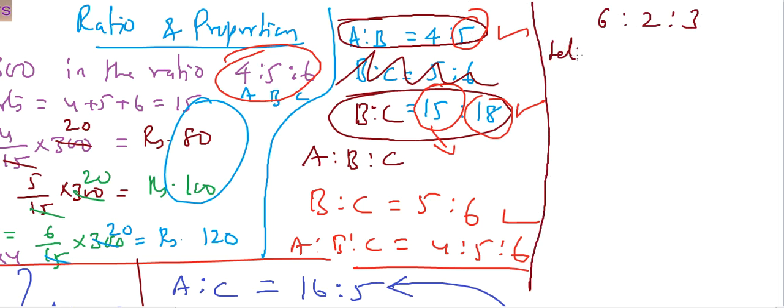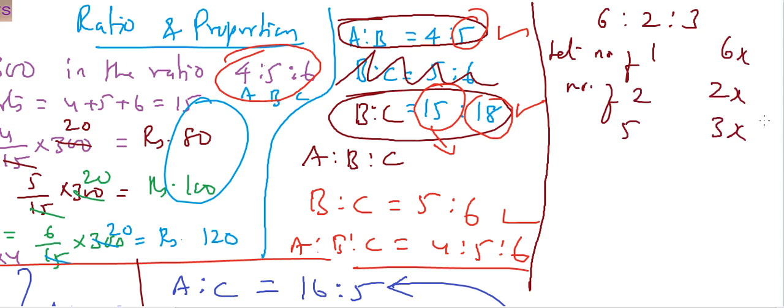So let the number of 1 rupee coins be 6x, the number of 2 rupee coins 2x, and the number of 5 rupee coins 3x. Okay, so now we know the total value is 50. So how do we find the total value of these coins?